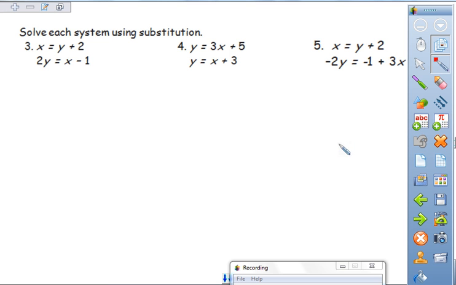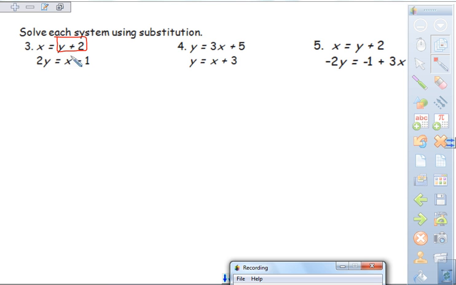The next method we're going to review is substitution. The directions say solve each system using substitution. So during class when I taught this, we talked big box, little box. So we noticed that x is already solved, so that's going to be my big box, and I need to plug it in the second equation into that little box. So we know what x is, so we're going to substitute it into that second equation.